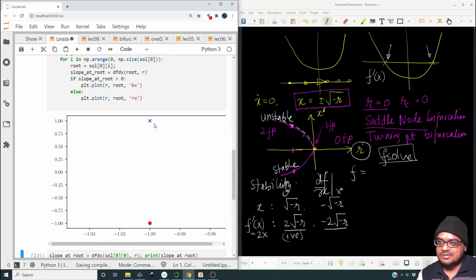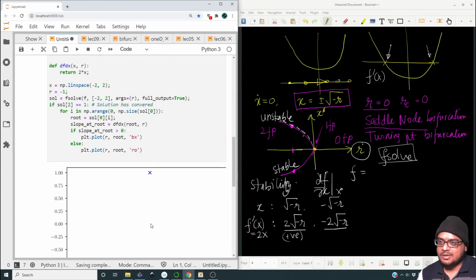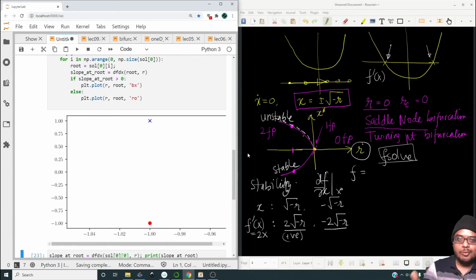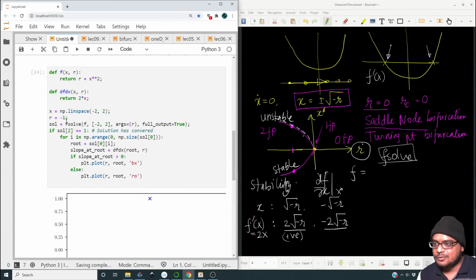So obviously this is an unstable root as we have seen over here, and this is a stable root as pointed by the red circle. So now what we need to do is to loop over various values of r and draw this entire diagram. So what should I do?